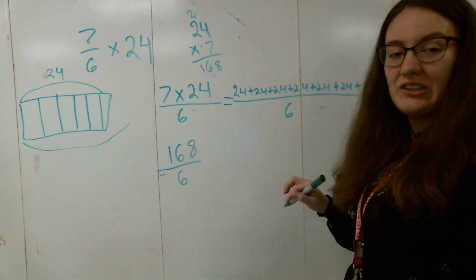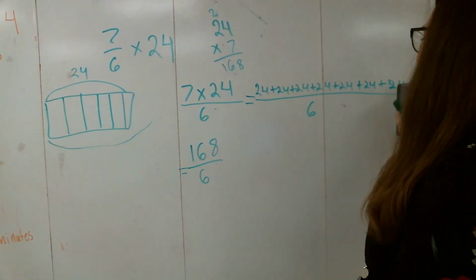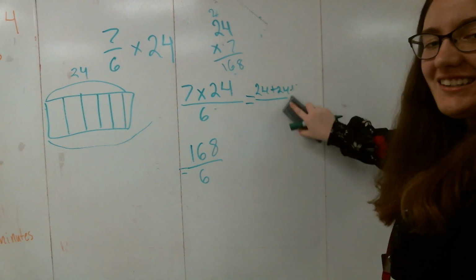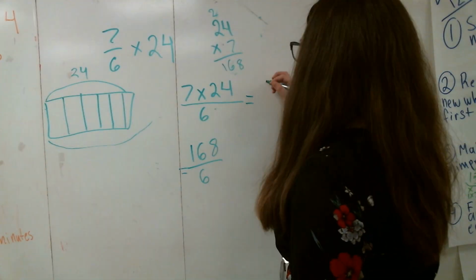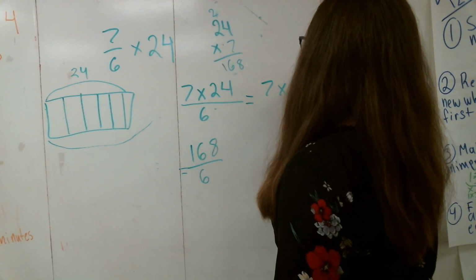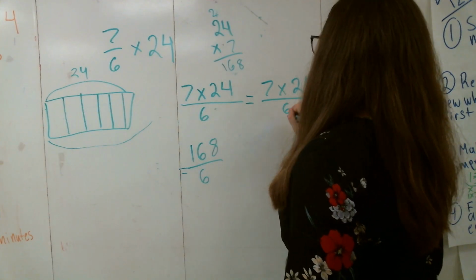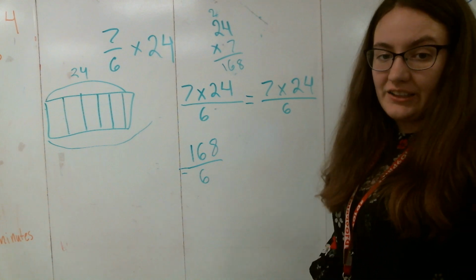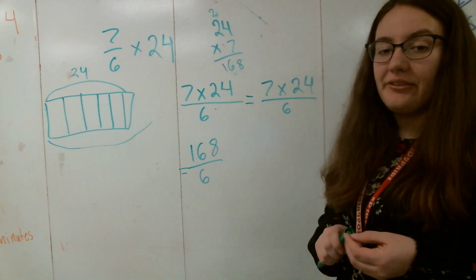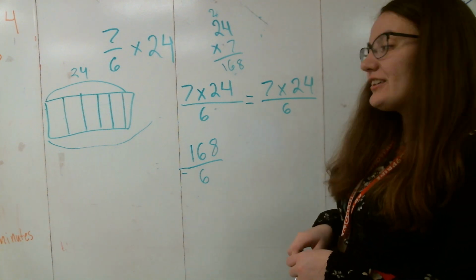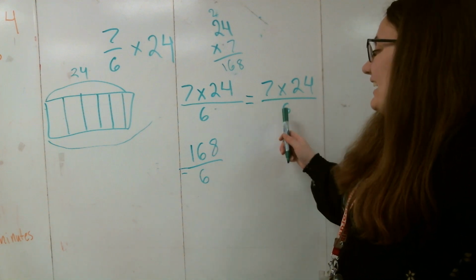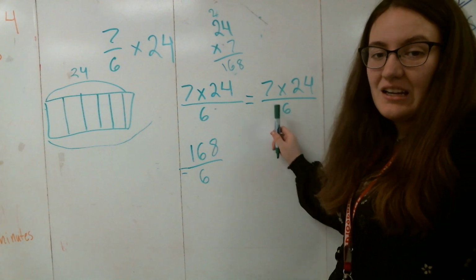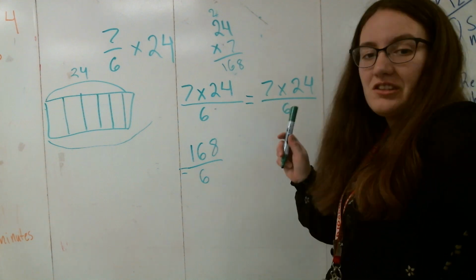So what we're going to do instead is we're going to try and simplify this problem. This is so long I have to erase it. So I'm going to rewrite this for myself. I have 7 times 24 over 6, and I'm going to think about what factors I can use to simplify this problem to make it a little bit easier for myself. I can't do anything with 7 and 6. There's no factors other than 1 there.